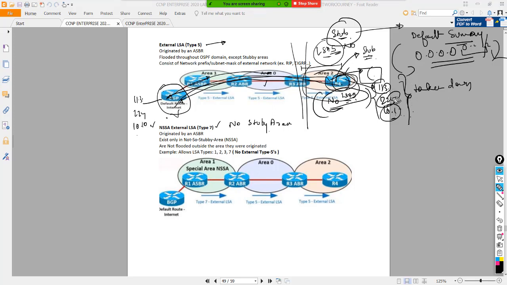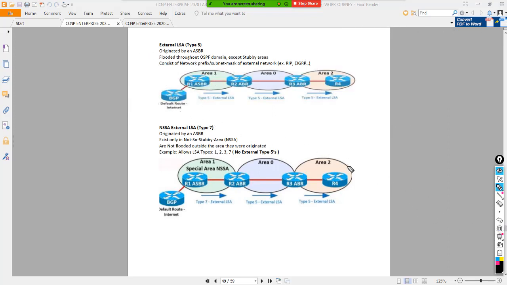Just give me some time. We will see these stub scenarios. Okay, so that's all about stub. Now let's say I have one more area here. Let's say I just made this area a stub.